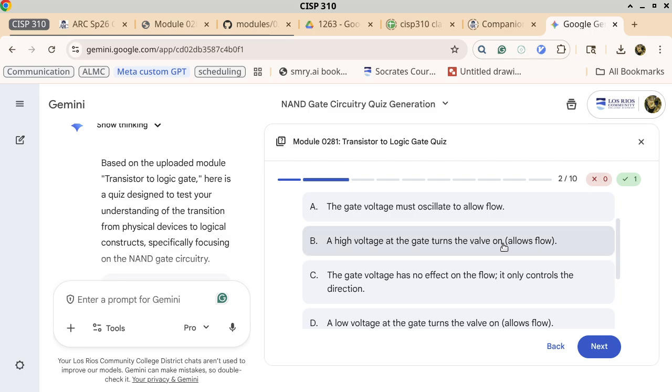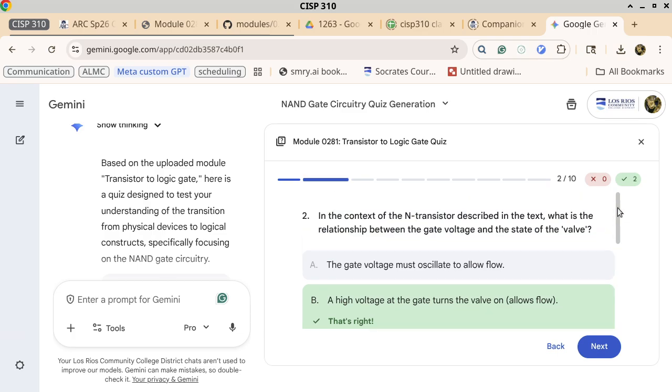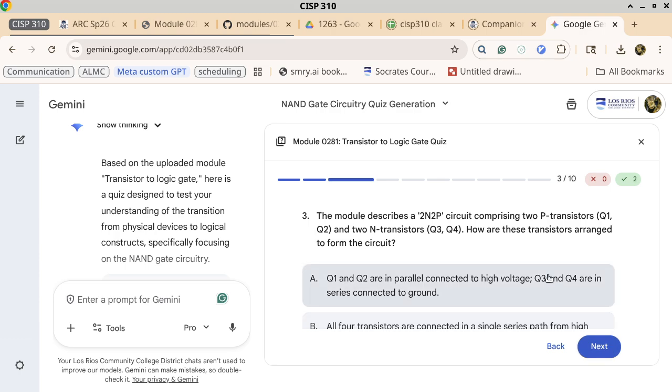I'm guessing this is what it thinks is the right answer. Ah, now it tells me it's for an N transistor. Say again? Oh, it did say. I didn't read my question carefully. That wouldn't be the first time. Oh, yep, it did say it's an N transistor. As I said, usually I would be a B student in my own class because I'm careless.